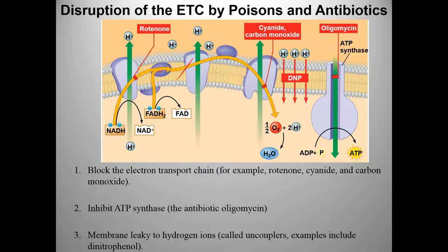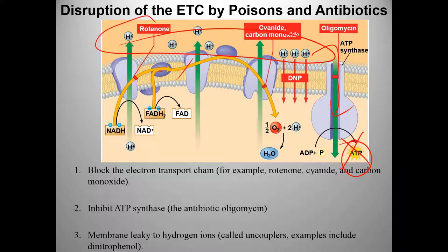You can also inhibit this enzyme, ATP synthase. Oligomycin is an antifungal. If you disrupt the function of ATP synthase, you disrupt the production of ATP. It doesn't matter that you've built up this proton gradient on the outside. You're not going to make any ATP.